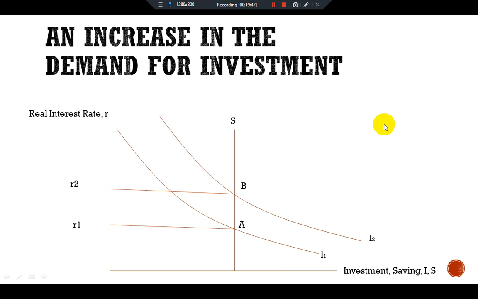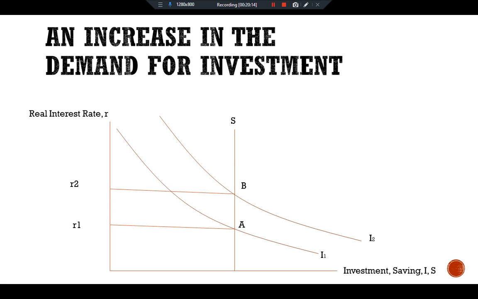The surprising implication of this figure is that the equilibrium amount of investment is unchanged under our assumption that a fixed level of saving determines the amount of investment. In other words, there is a fixed supply of loanable funds. An increase in investment demand merely raises the equilibrium interest rate.